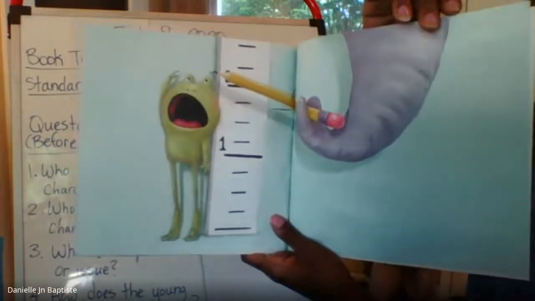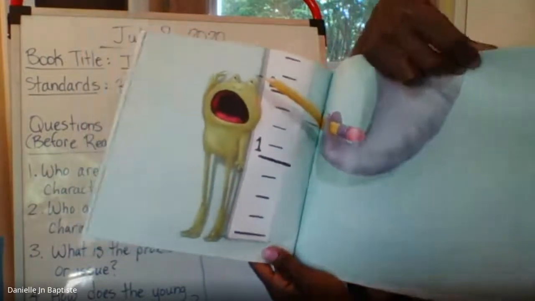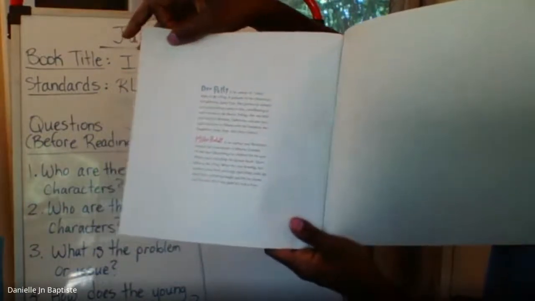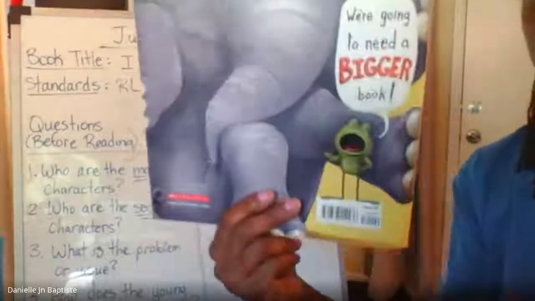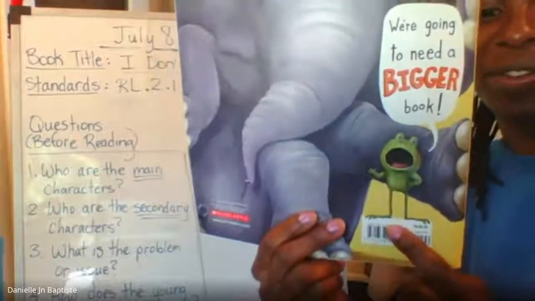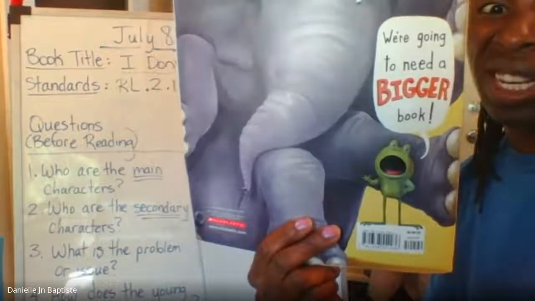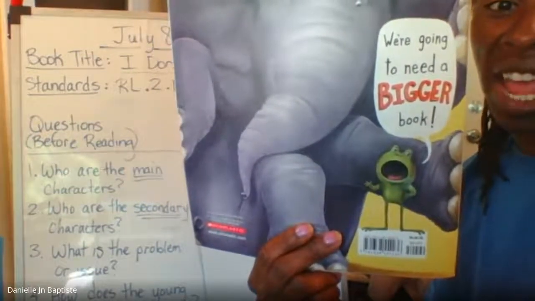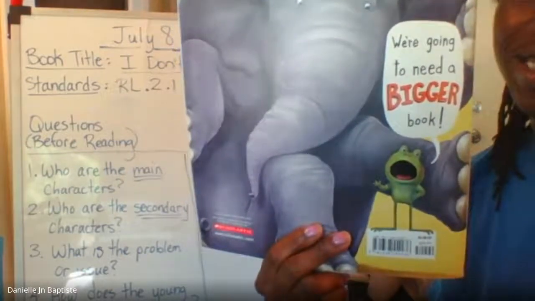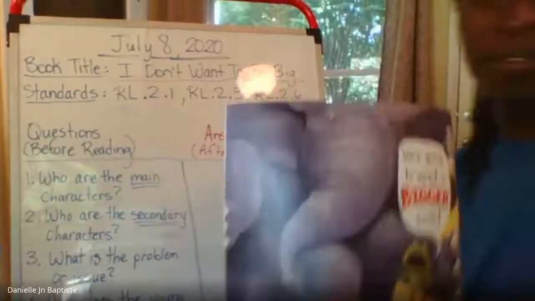And look, he's getting measured again. The end. But you can see on the back cover, it says, the little frog says, we're going to need a bigger book. Oh, that's a cute story.